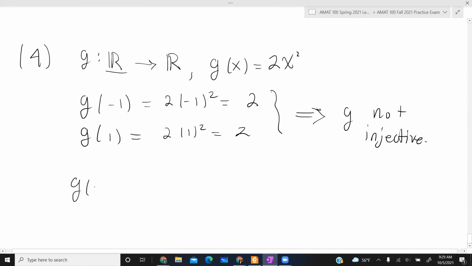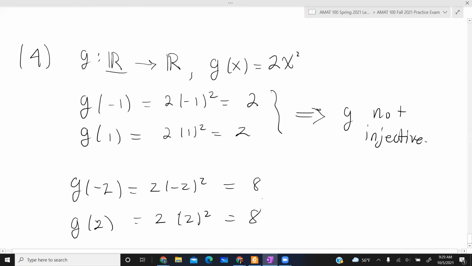You could even have done -2, so -2 squared would be 4, and that would be 8. And then G of +2 would be 2 times 2 squared, and again, 8. You don't have to do both calculations, do one, but I'm showing you that there are at least 2 values where you can see that the function is not injective. So the answer to this part is no, it does not have an inverse. So that's the whole exam.